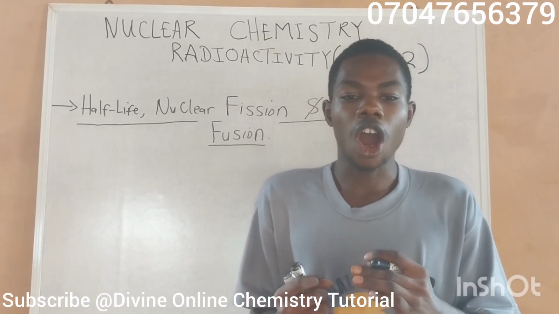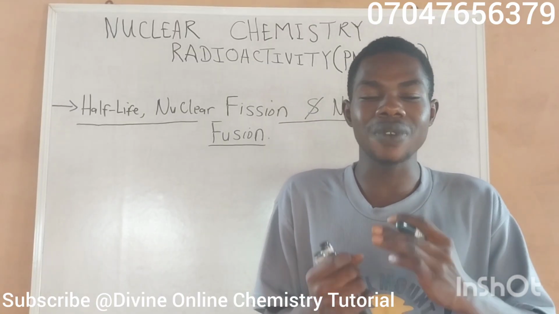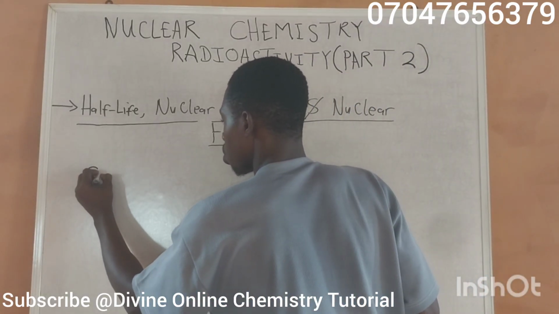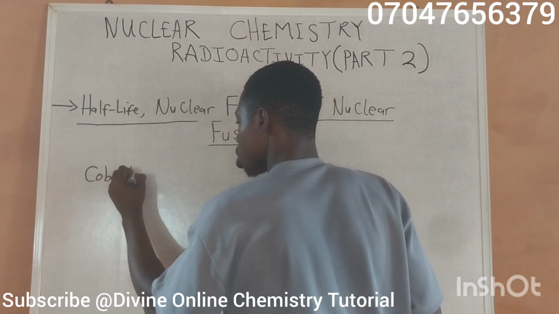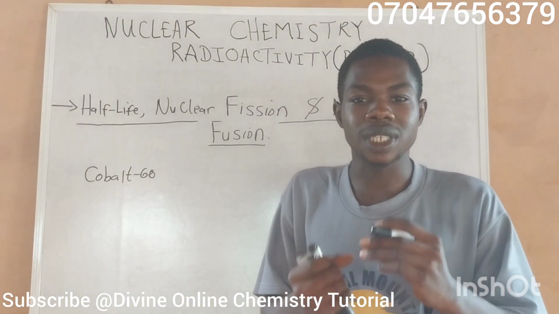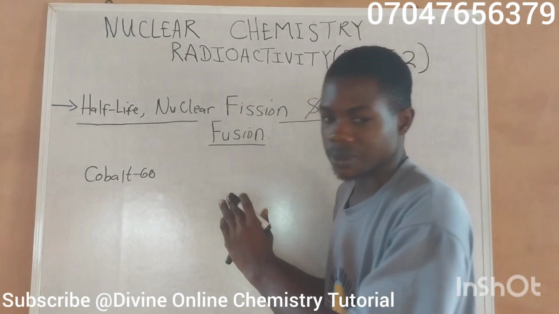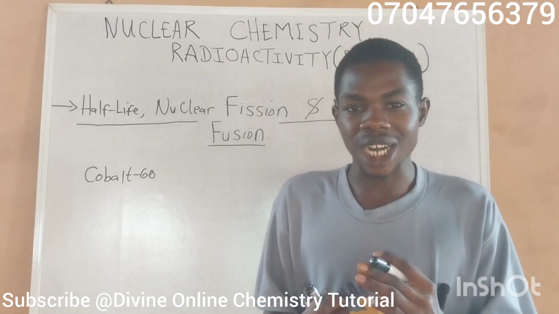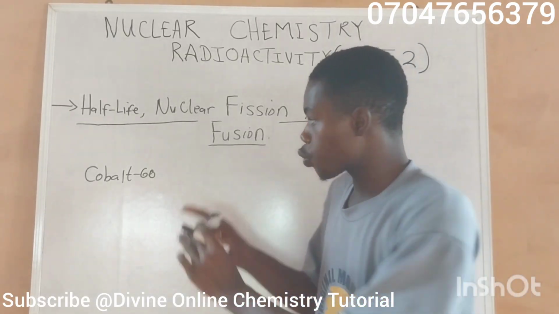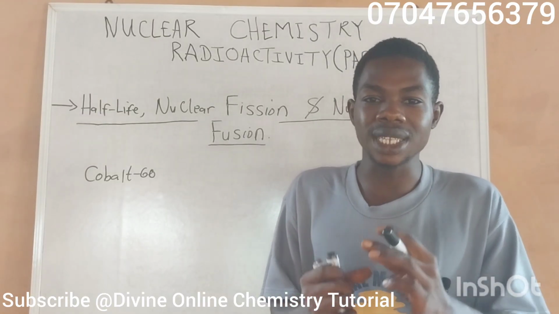For example, I'll be making use of cobalt-60. Cobalt-60 is a radioactive isotope. So we'll make use of this cobalt-60. For instance, if 8 grams of cobalt-60 is having a half-life of 5.26 years.